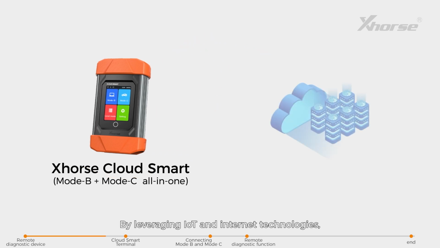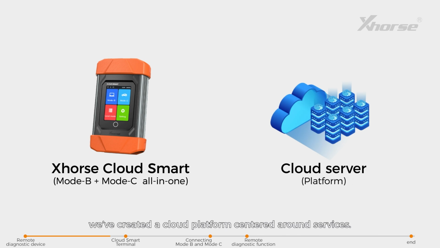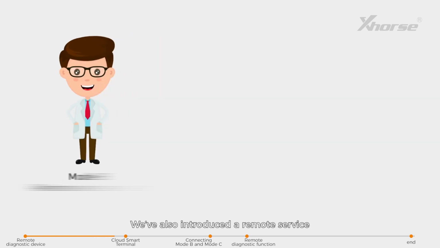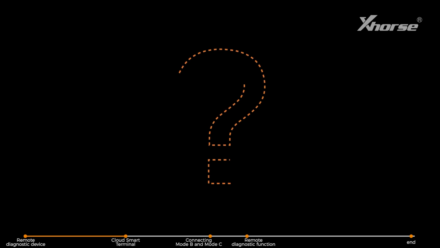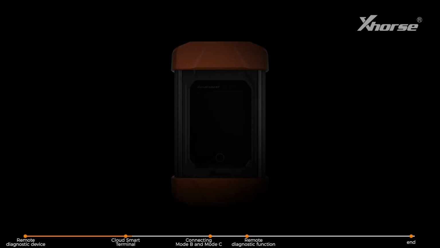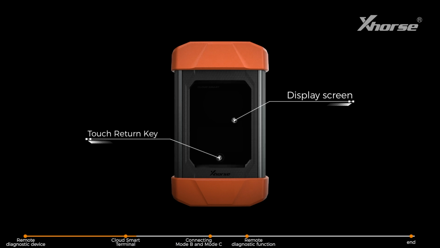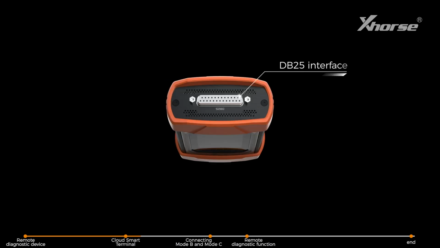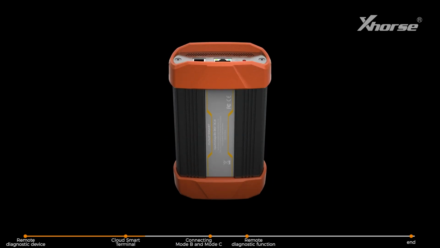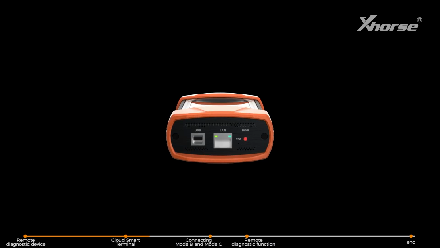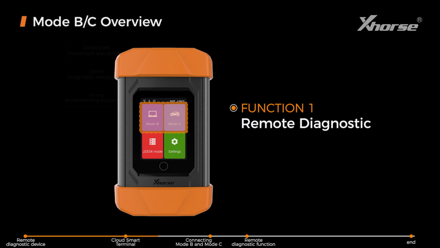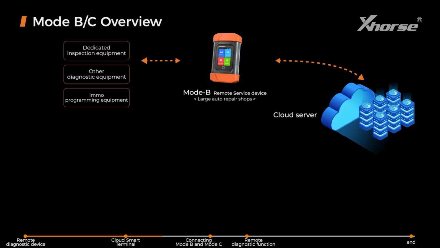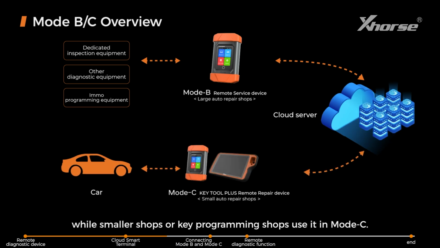By leveraging IoT and Internet technologies, we've created a cloud platform centered around services. We've also introduced a remote service expert model to support maintenance, diagnostics, and repairs for automotive customers. Large auto repair shops use it in Mode B, while smaller shops or key programming shops use it in Mode C.